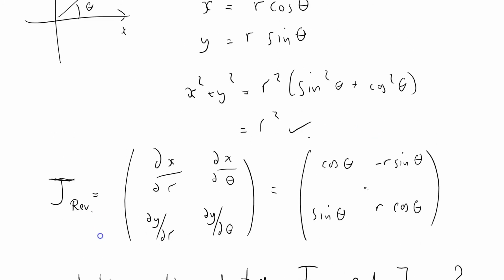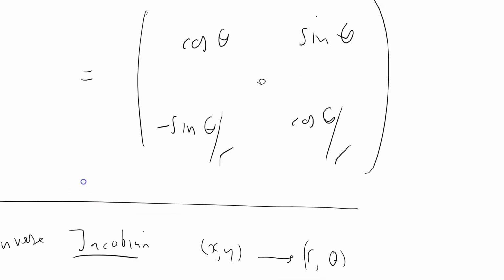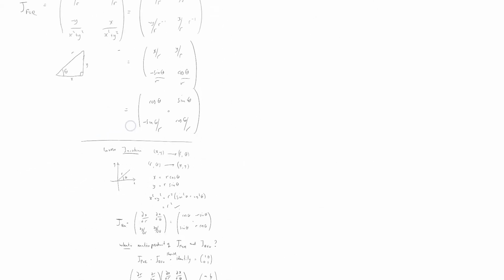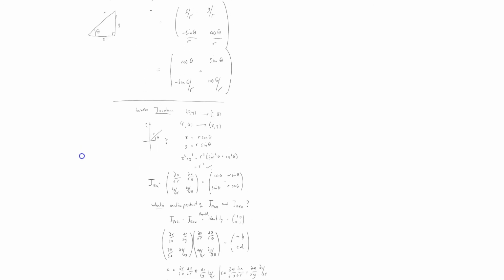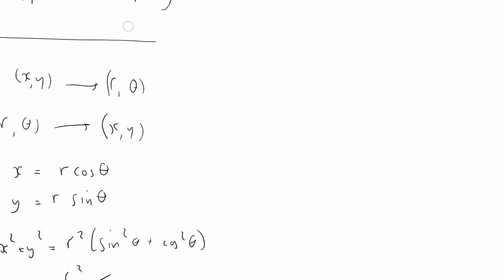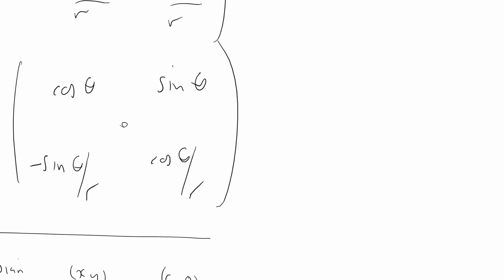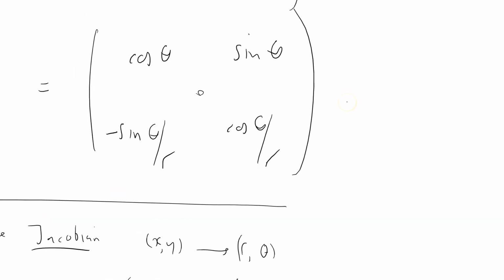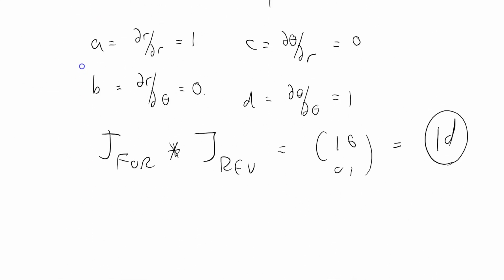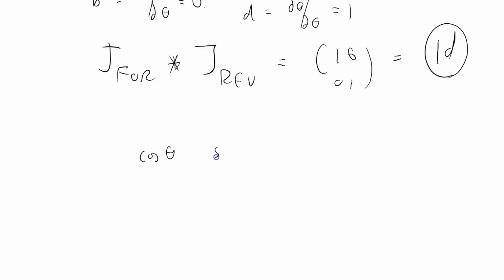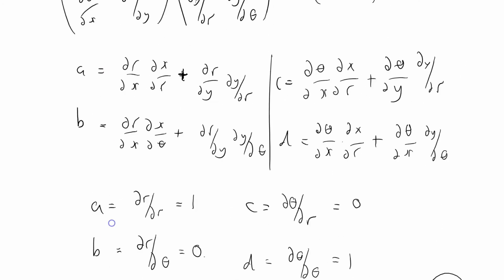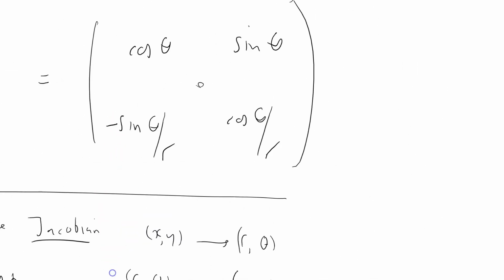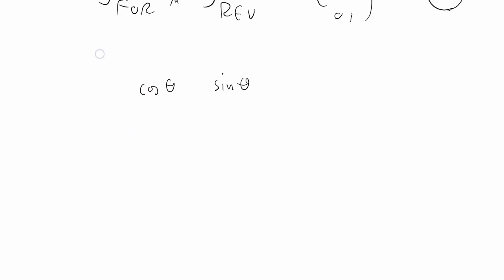There's reverse, and what was the forward matrix? I forgot. No, here it is. Cos θ, sine θ... There's my forward matrix. Cos, sine, minus sine over r... minus sine θ over r, cos θ over r.